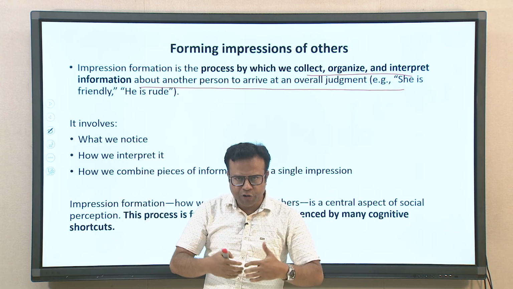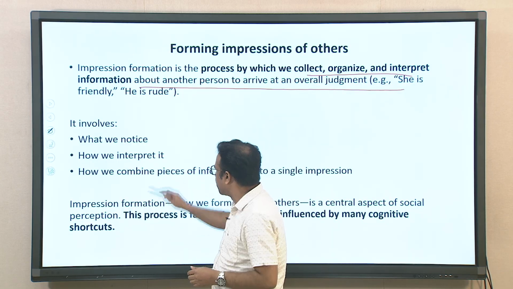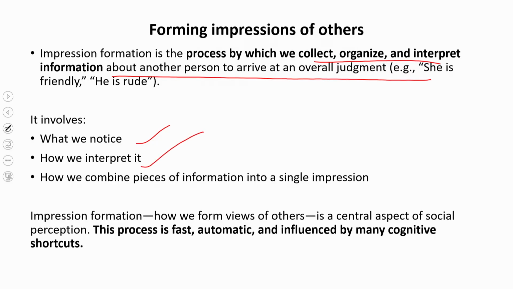Impression formation involves what we notice, how we interpret it, and how we combine pieces of information into a single impression. Whatever we notice about a person, we interpret it, and then we combine all this data to form a proper judgment or impression about that person. Then we say what kind of person he or she is. So, impression formation is about how we form views of others. It is a central aspect of social perception.